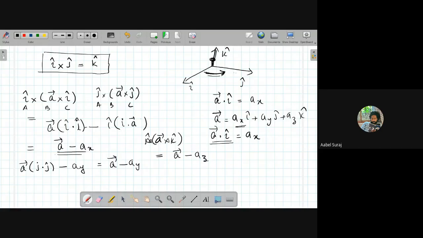So if you add these three, you get 3A vector minus AX I cap plus AY J cap plus AZ K cap. This is 3A vector minus A vector, that is 2A vector, right? So if you know this idea, you can do it right away, no problem. That is the importance of the vector triple product. I hope you have understood this concept.